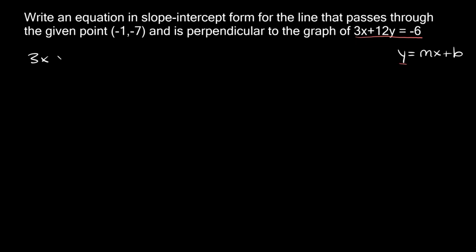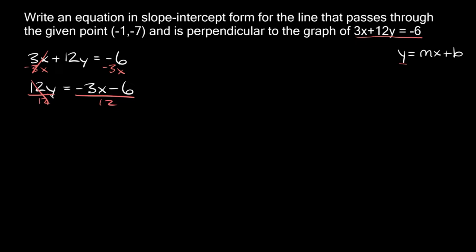So let's write it over here. 3x + 12y = -6. The first thing we can do is get rid of this 3x by subtracting 3x from both sides. Those cancel out, so we're left with 12y = -3x - 6. Now we can get rid of this 12 by dividing both sides by 12. So then y is equal to -3/12, and we can reduce that down to -1/4, right?